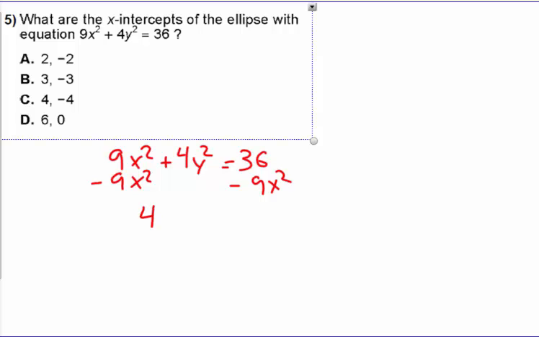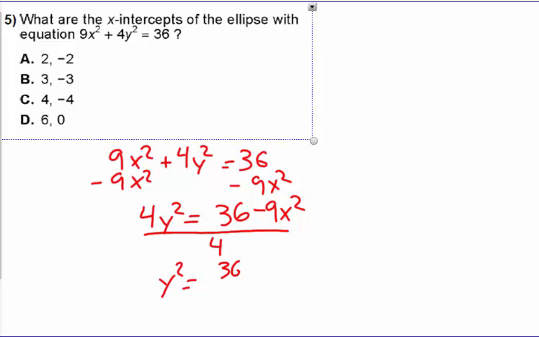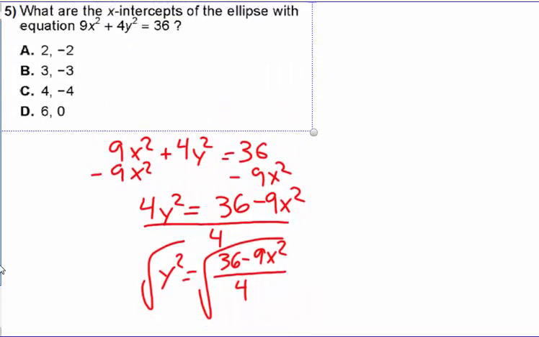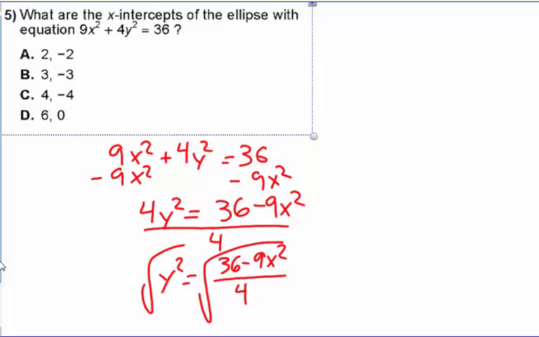Then we're going to have to divide everything by 4 and then take the square root to get y by itself. And then we could type these two into our graphing calculator and see where they cross the x-axis.